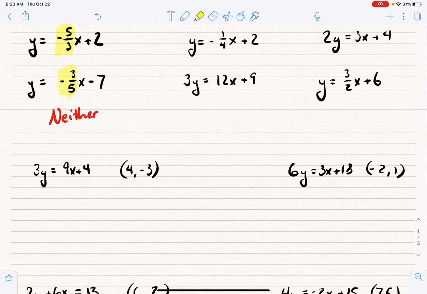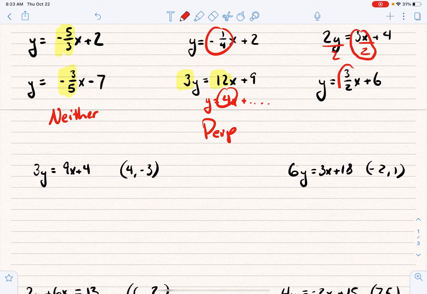Now the slope on this one, I can't really see because this does not say y equals. But when I divide both sides by 3, I see that it would say y equals 4x plus something. And so I look at this and this. Those are opposite reciprocals, so this would be perpendicular. And on this last one, again, I have to divide everything by 2, and then I see a slope of 3/2, slope of 3/2, so it must be parallel.